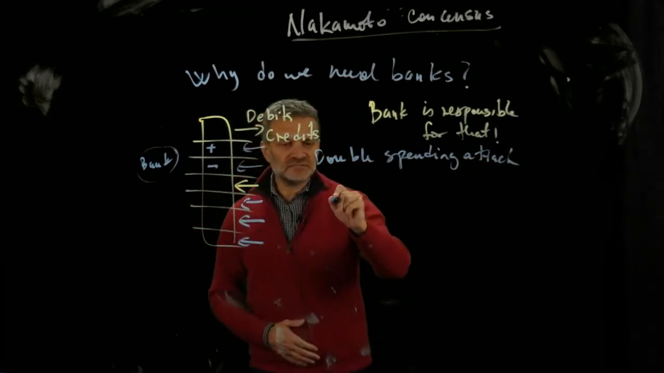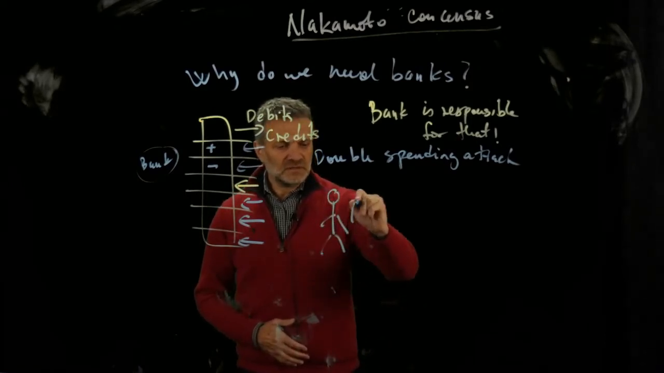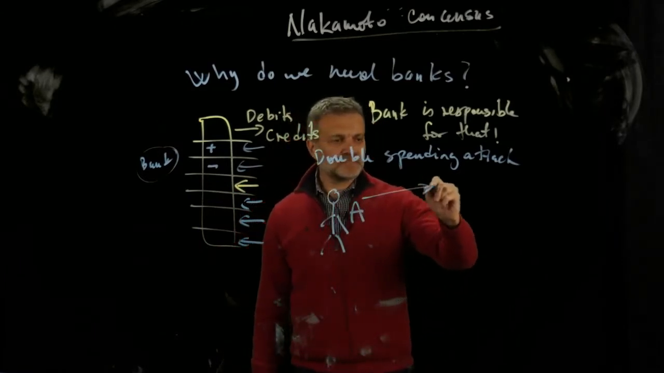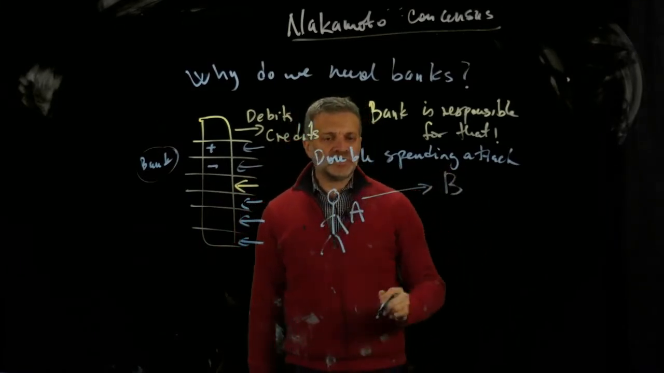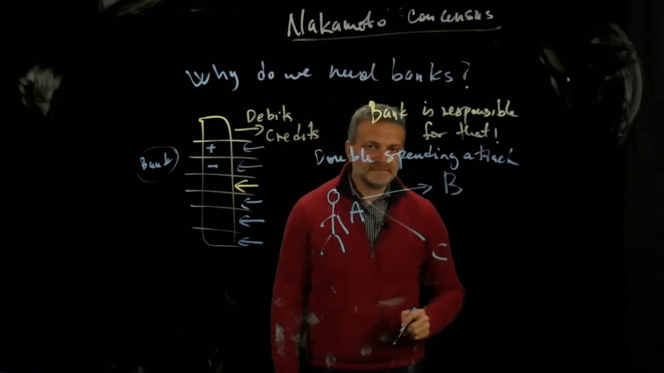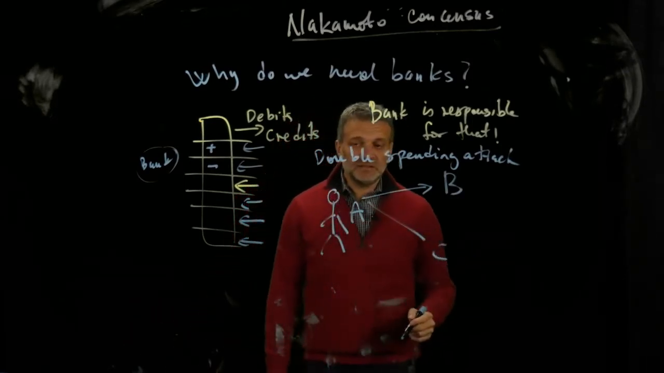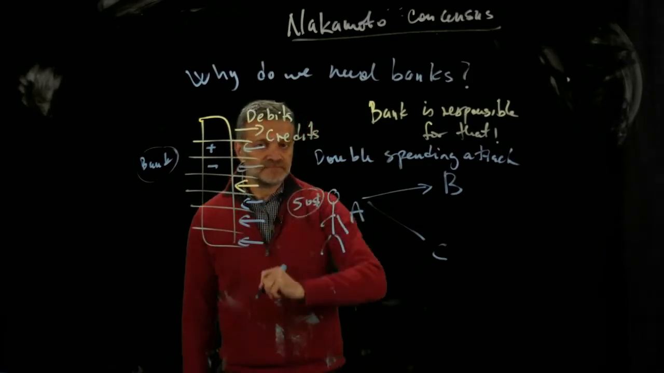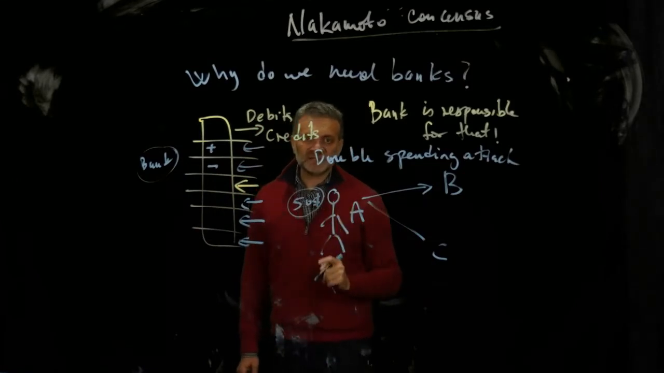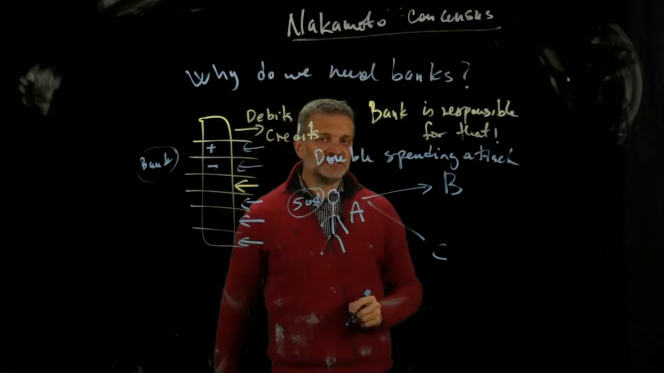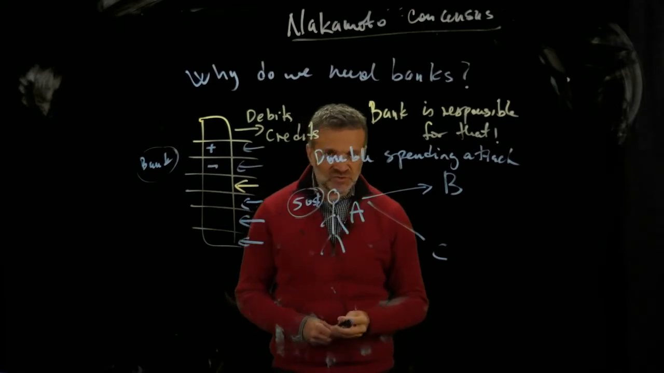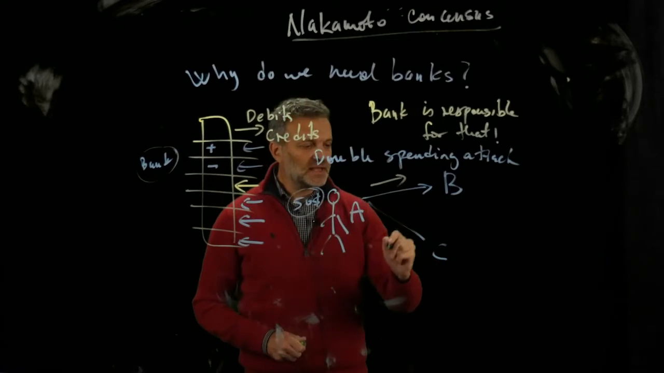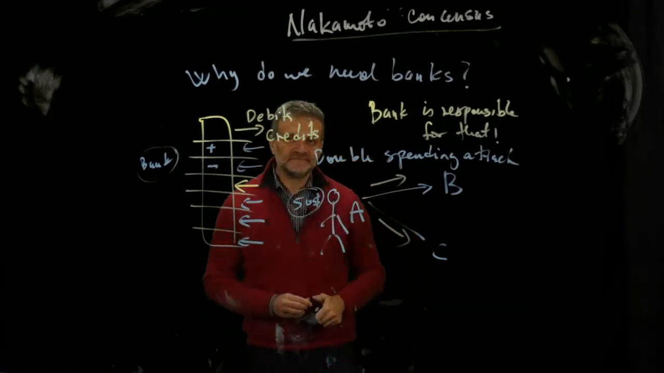This is Alice, and she buys a product from Bob, and she buys a product from Kai. She buys two products. Both products cost $50. She has only $50 in the account. There is no bank. So what she's going to do is send a $50 check to Bob and a $50 check to Kai.